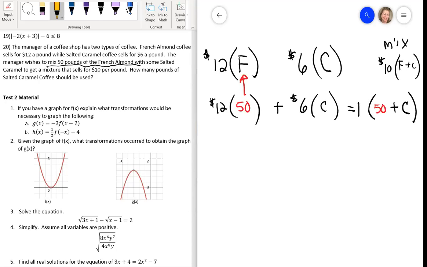And the 10 goes right here. I don't know why I'm putting my dollar signs in here. I don't need them. That's the equation that I would solve for C. The last part is where I messed up.